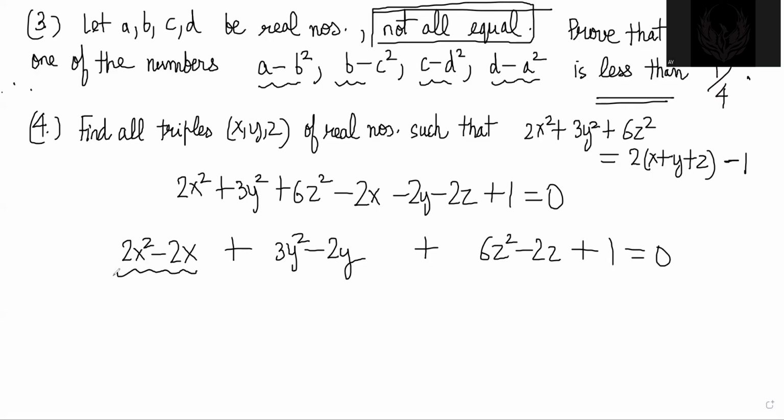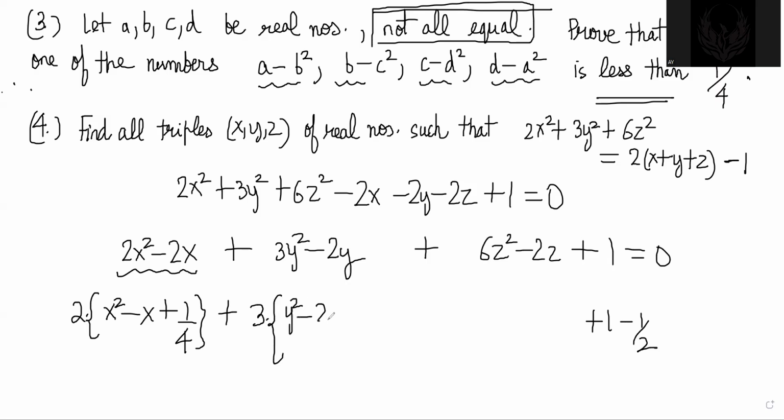So here, if I try to take 2 common, I have x square minus x. But what I need is a plus 1 by 4, right? So when you add 1 by 4 inside, you have basically added half to it, so you should subtract half here. So plus 1 minus half. For this, you can take a 3 common, y square minus 2y by 3. And now technically it is a middle term of 1 by 3.